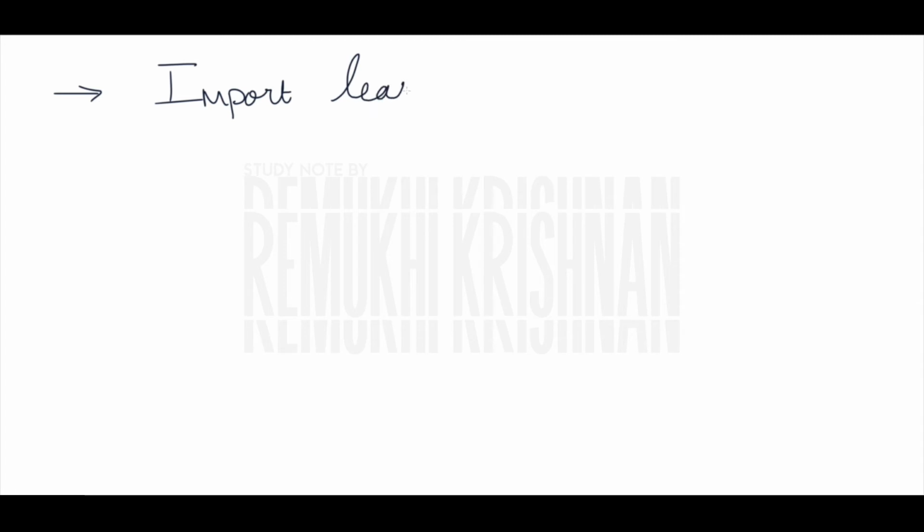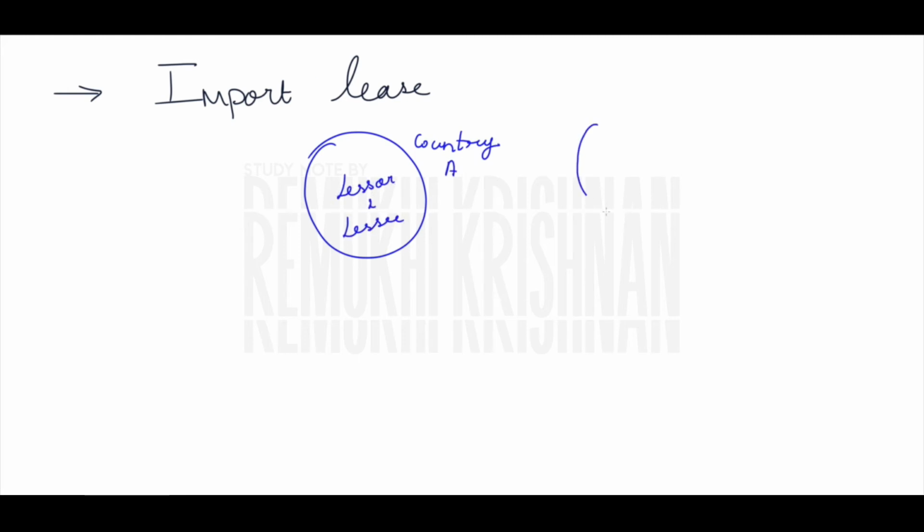So the next type of lease is nothing but the import lease. Very simple. Both lessor and lessee are going to be in the same country, within the same circle. Just take it as a reference. But the equipment is going to be in a different country. So the lessor is going to import the asset and lease it to the lessee. This is the concept of import lease. Let me repeat again: both lessor and lessee are in the same country, but the equipment is in a different country. So the lessor imports the asset and leases it to the lessee.